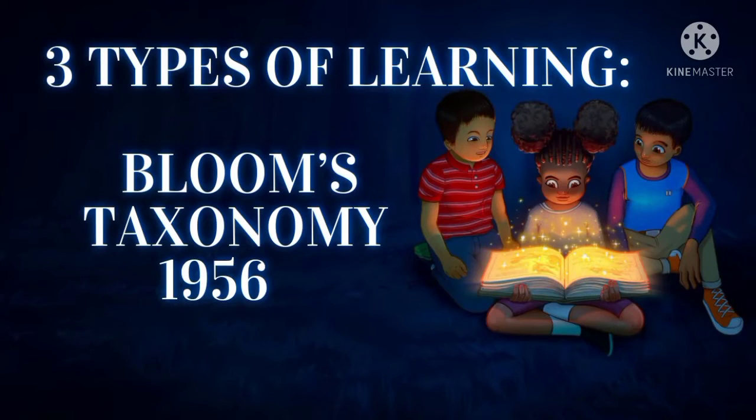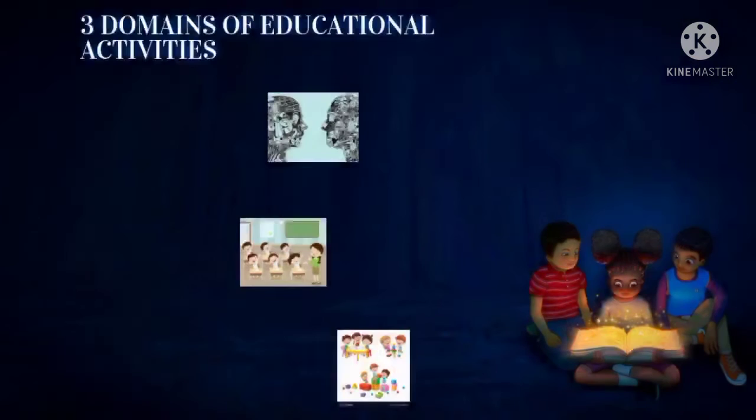Humans are lifelong learners. From birth onwards, we learn and assimilate what we have just learned into what we already know. As early as 1956, educational psychologist Benjamin Bloom divided what and how we learned into three separate domains of learning. The three types of learning, the Bloom's taxonomy of 1956.